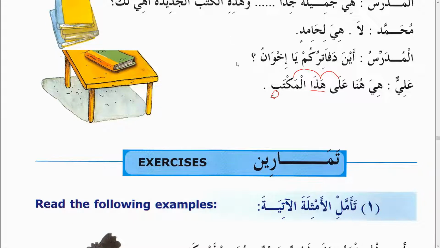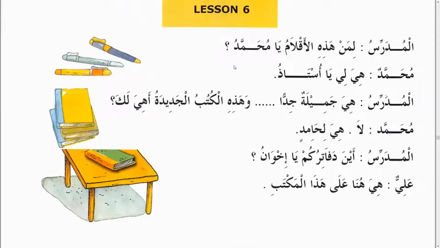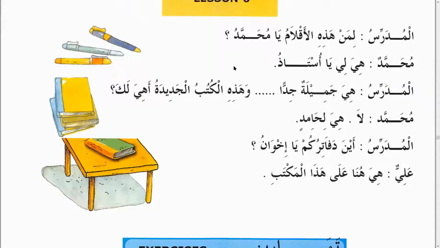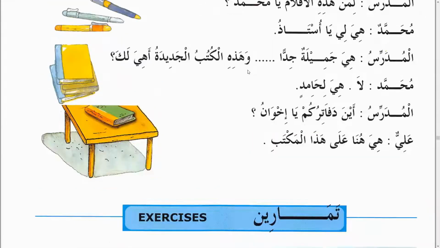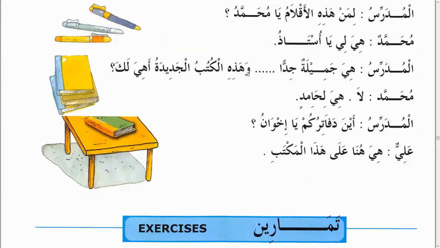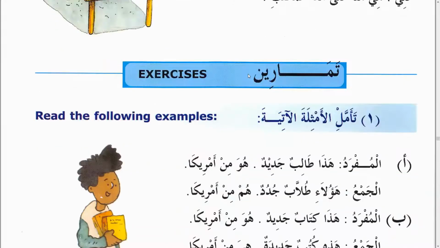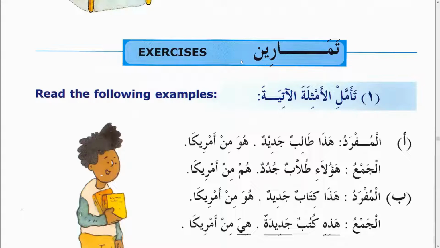So this is the lesson. This lesson is very easy. Kullu jama muannas. This is how it is: all the plurals of ghair aqil are treated as singular feminine, and we'll get a good idea inshallah once we do the exercise also. Inshallah tamarin. So read the following examples. تأمل الأمثلة الآتية. Ta'ammal is ponder on the following examples, or read whatever.